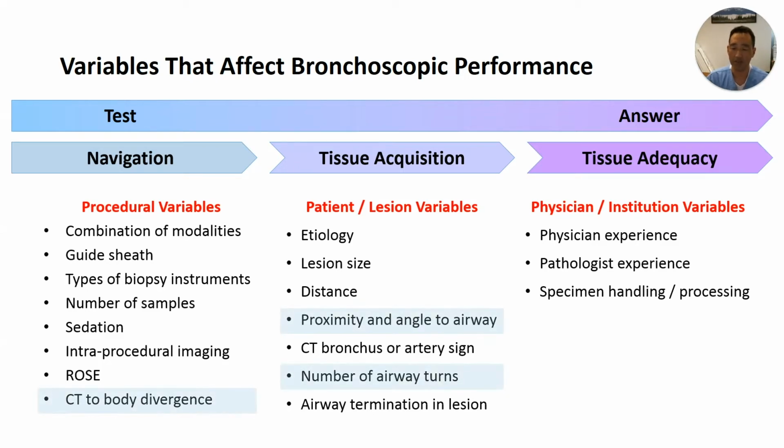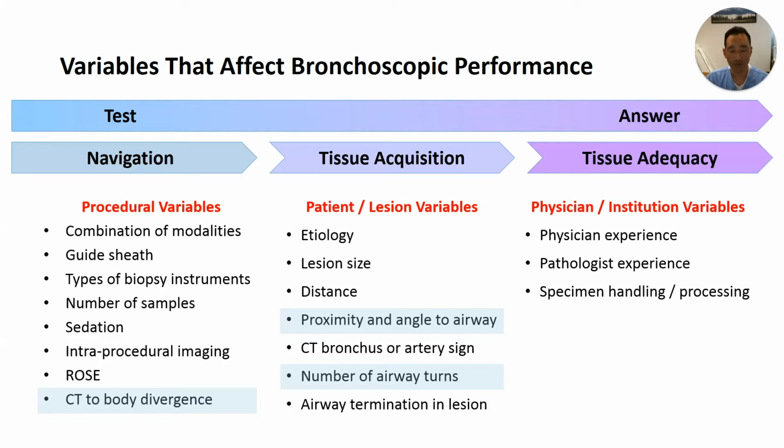Some of the problems have been overcome with some of the newer navigation systems and radial EBUS as an example, but we still have difficulties with some of these that I've highlighted for you, such as lesions that may be at an angle or not immediately adjacent to an airway.